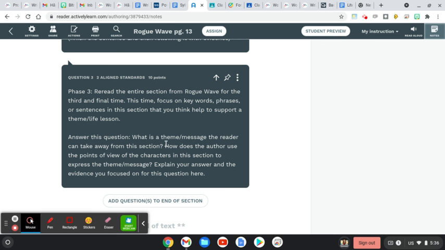But keep in mind, in this phase, I ask what's the theme or message, but also how does the author use point of view of the characters to help express that theme. So make sure you're answering not just a theme, but figure out how that author's perspective or how the points of view of the narrators help to really communicate that theme or message within this section.